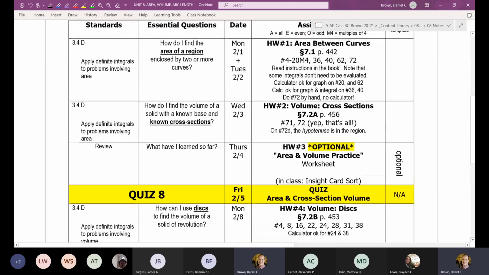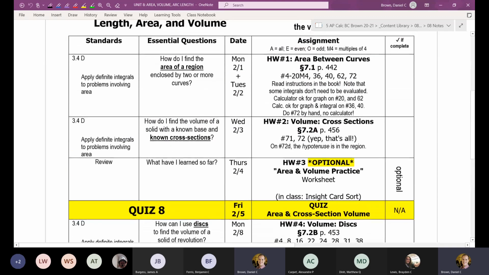The quiz is going to be on Friday, and again, I know that feels fast, but literally this unit is the easiest one we have this semester. There'll be 2 homework assignments covered on the quiz, homework 1 and homework 2. Homework 3 I'm going to leave as optional because again, this unit gets very, very repetitive very quickly. Almost every problem is done roughly the same way.